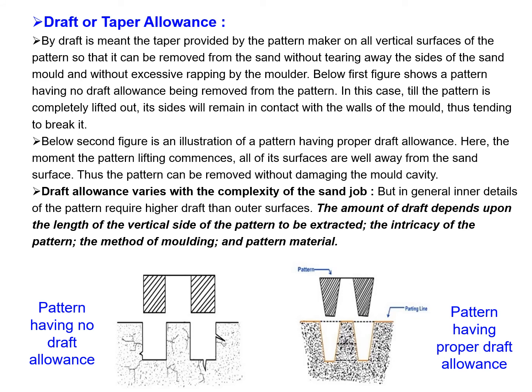Draft and taper allowance. Draft means the taper provided by the pattern maker on all vertical surfaces of the pattern so that it can be removed from the sand without tearing away the sides of the sand mold, and without excessive rapping by the molder. Below, the first figure shows a pattern having no draft allowance being removed from the mold. In this case, till the pattern is completely lifted out, its side will remain in contact with the wall of the mold and may break it.